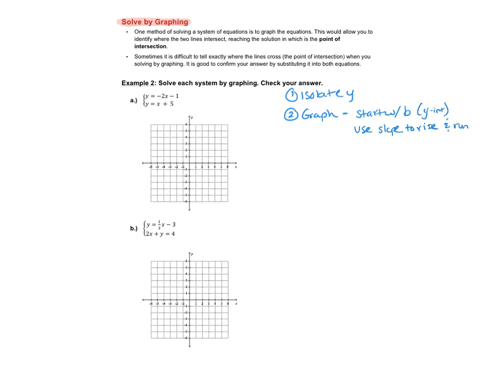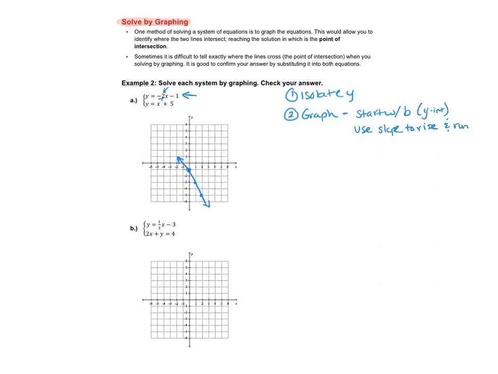So y is isolated, so my first equation I'll do in blue. It's going to begin at negative 1 with the y-intercept, so it's on the y-axis, and then my slope is negative 2 over 1, since it's a whole number we put it over 1. That means to go down 2, and 1 is positive, so go to the right 1. Down 2 to the right 1. Makes sense because this slope should be negative, so my line should be a negative line. And it is, it's a negative slope.